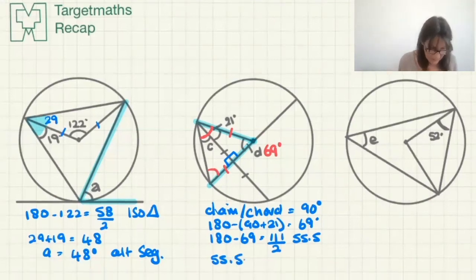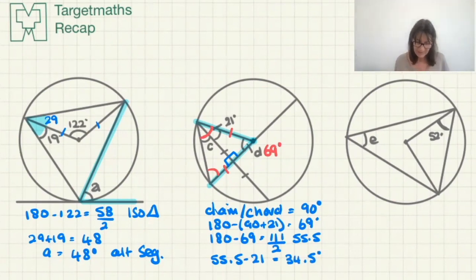55.5 minus 21, which is equal to 34.5 degrees. Okay, so I have used my isosceles triangle in 2 places to finish that particular question. Okay, over to the third one.